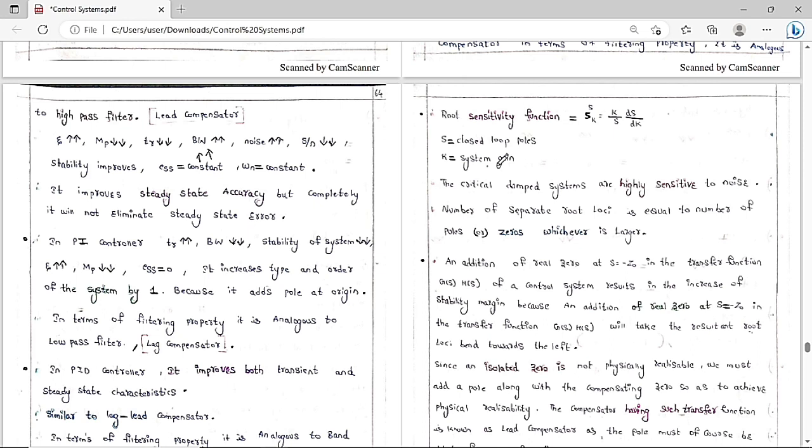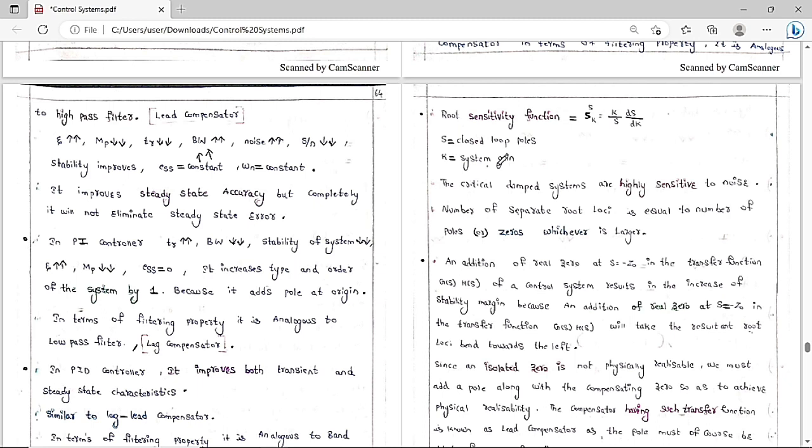Therefore we can say the root sensitivity function, the sensitivity of s with respect to k, is equal to k by s into ds by dk, where s is called the closed loop poles and k is called the system gain.